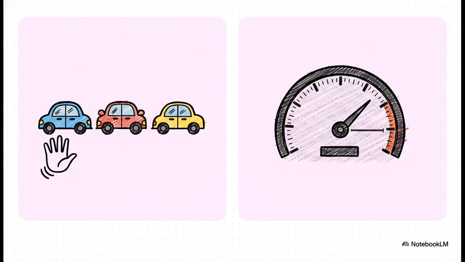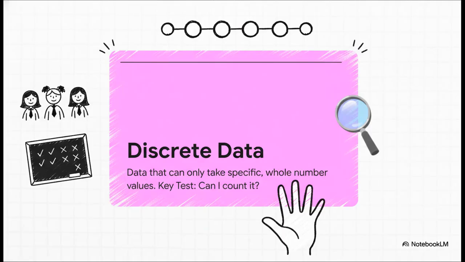The simplest way to keep these straight is to just think counting versus measuring. You count the number of cars in a lot, that's discrete. You measure the speed of one of those cars, that's continuous. So discrete data can only be specific whole values. You can count them. Think about the number of people in a room or the number of eggs in a carton. You can't have 23 and a half people, right? So the little mental check is super easy. If you can count it, it's discrete.